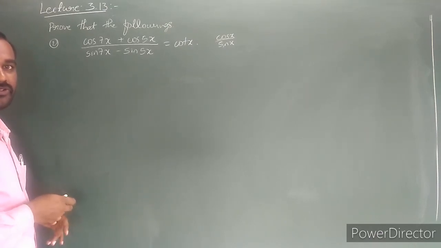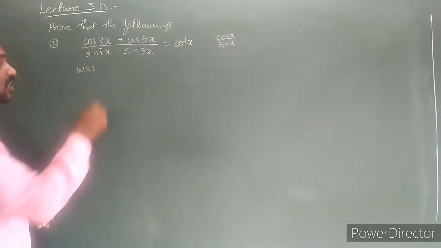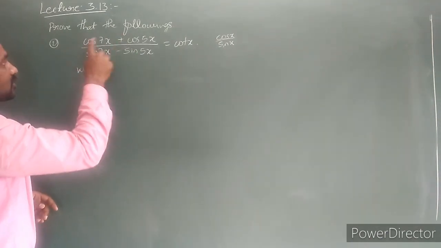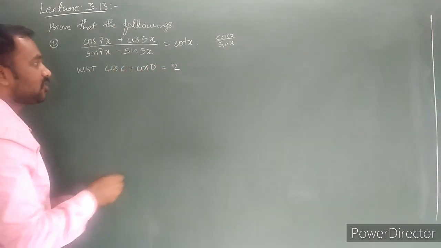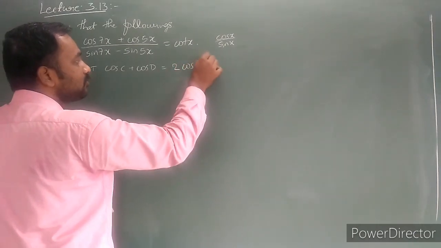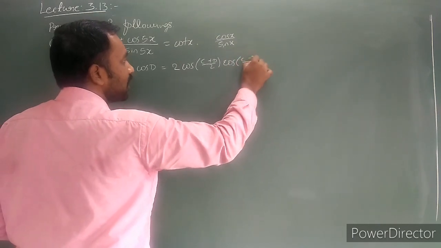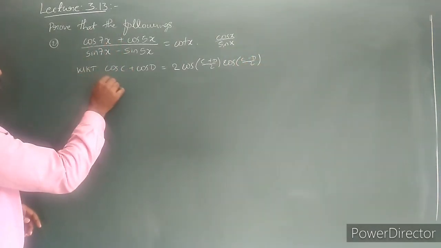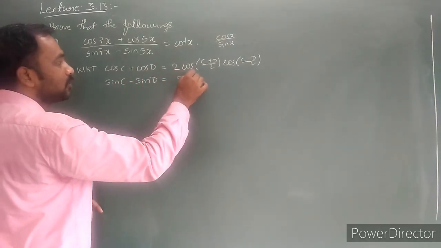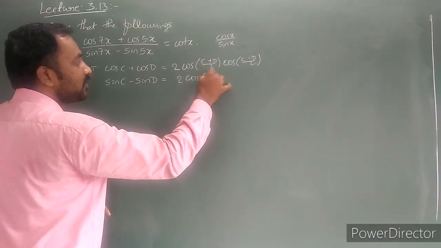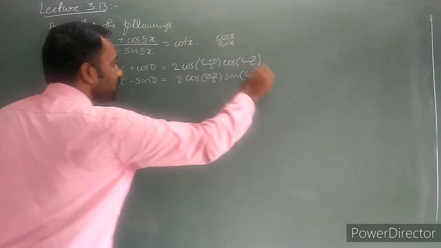You already know the transformation formulas. What are the transformation formulas? Out of the 4 formulae, which one is suitable here? For cos, we know cos c plus cos d. What is cos c plus cos d? 2 times cos of c plus d by 2 into cos of c minus d by 2. The numerator is over. Similarly, sin c minus sin d. What is sin c minus sin d? 2 cos of c plus d by 2 into sin of c minus d by 2. Check.